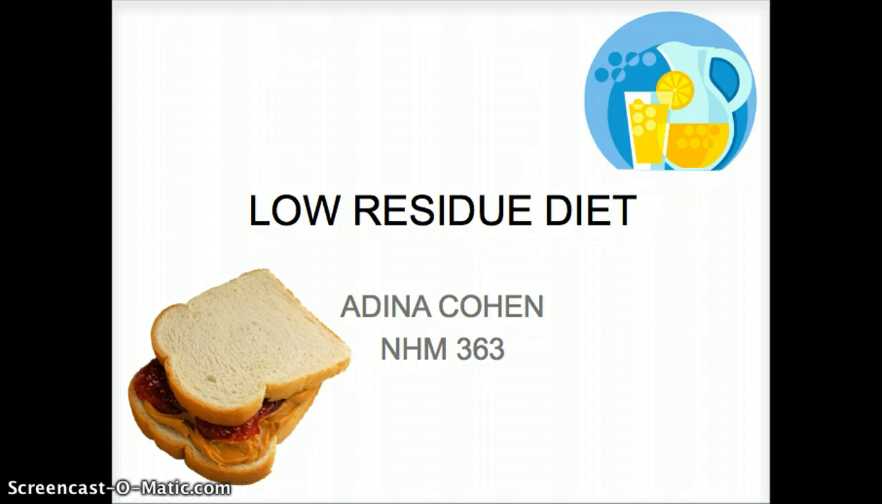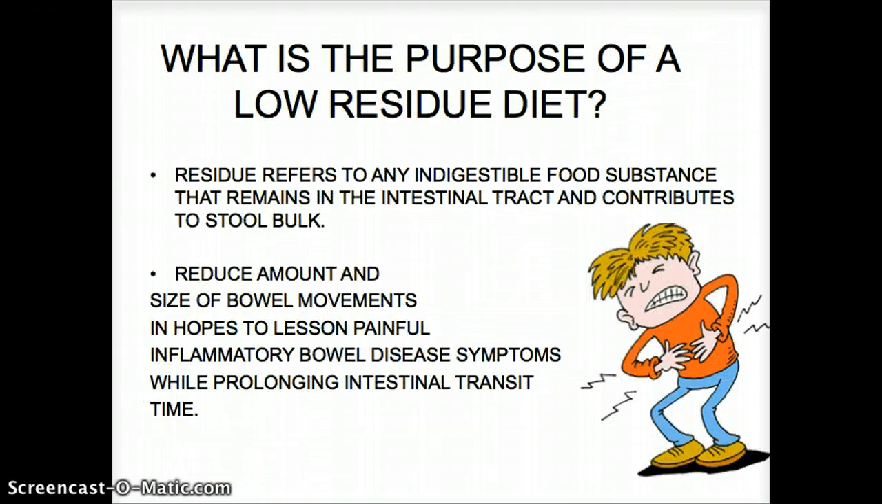So, what is the purpose of a low residue diet? Before we answer this question, I just wanted to make sure we all knew what low residue meant. Residue refers to any indigestible food substance that remains in the intestinal tract and contributes to stool bulk. So the purpose of a low residue diet is to reduce the amount and size of bowel movements in hopes to lessen painful inflammatory bowel disease symptoms while prolonging intestinal transit time. So it's sort of like giving your bowels a little break, and we're hoping that that would help just ease some of the symptoms in inflammatory bowel disease.